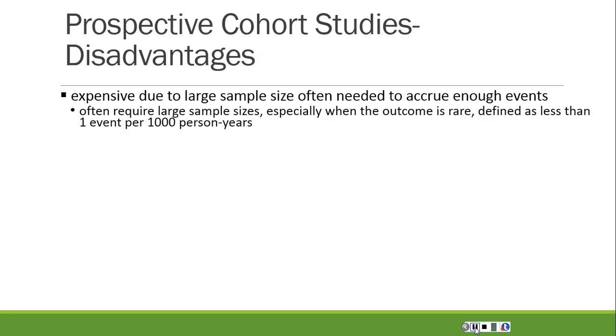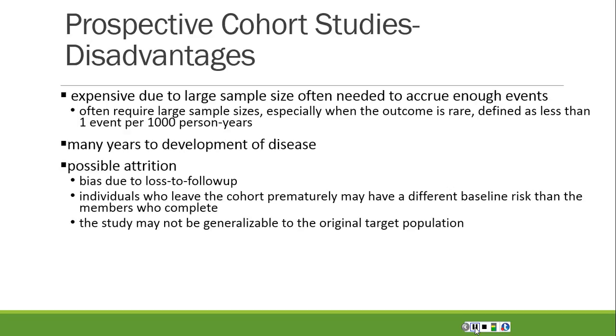Some of the disadvantages of cohort studies are that they're expensive due to the large sample size that's often needed to accrue enough events. These often require large sample sizes, especially when the outcome is rare, and a rare outcome would be defined as less than one event per 1,000 person years. As mentioned in previous slides, it can take many years to develop the disease of interest, and this makes more time and expense necessary to conduct such a study.